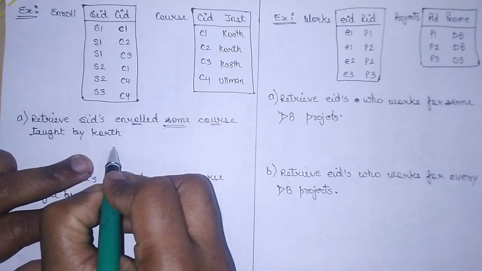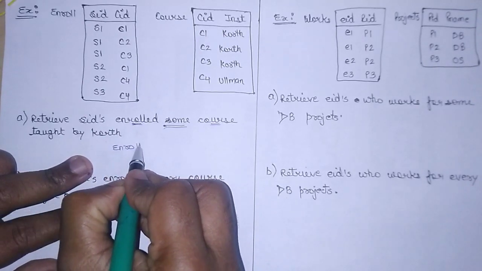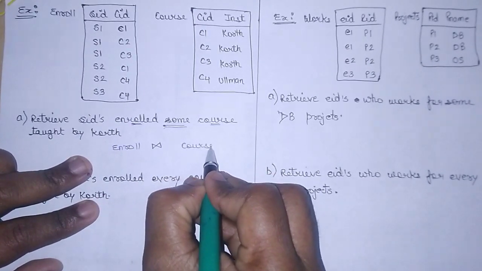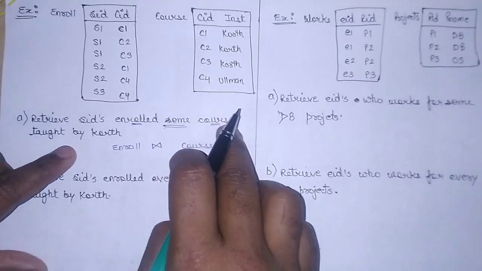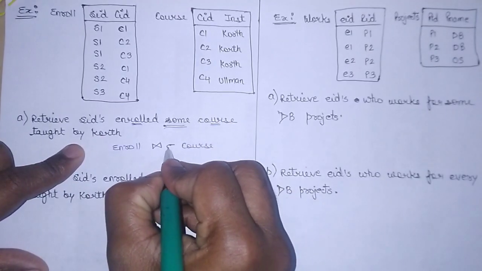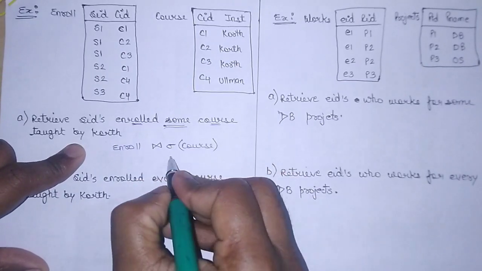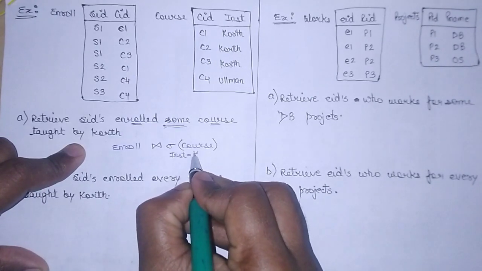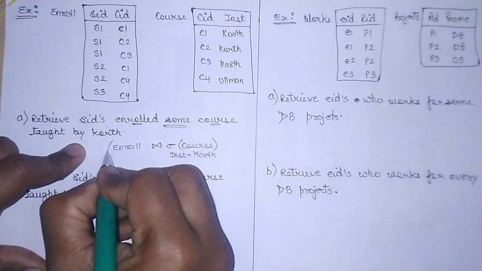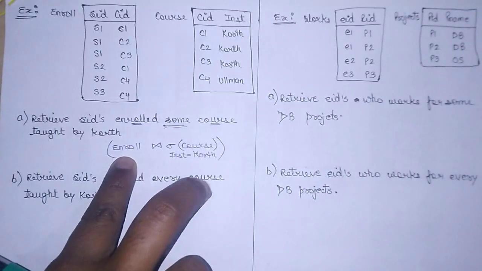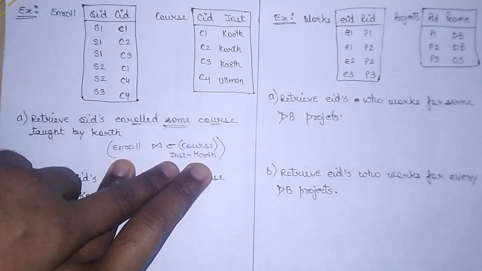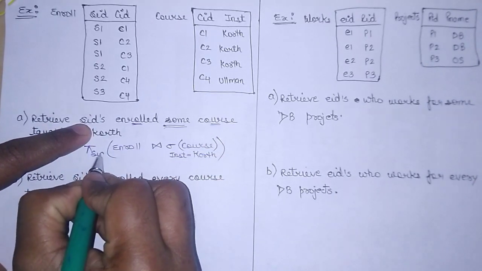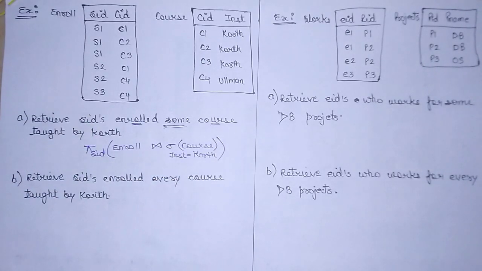We can perform it like this: enroll, perform join operation with course, and in course we have a condition that course has to be taught by course. That means we will be selecting only the values or records where instructor is equal to course. So you are performing enroll join with the course table whose instructor is course. Then finally we will be retrieving the student ID. So this is the basic query that I already explained you earlier also.